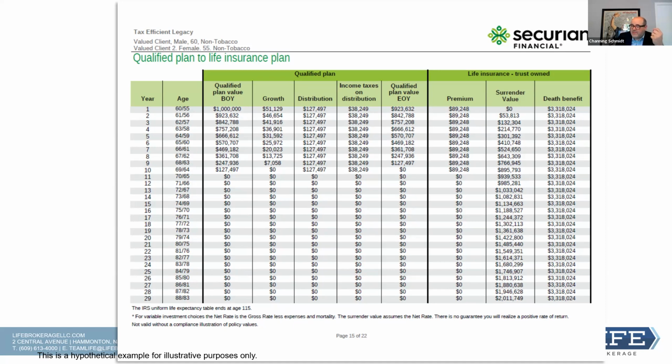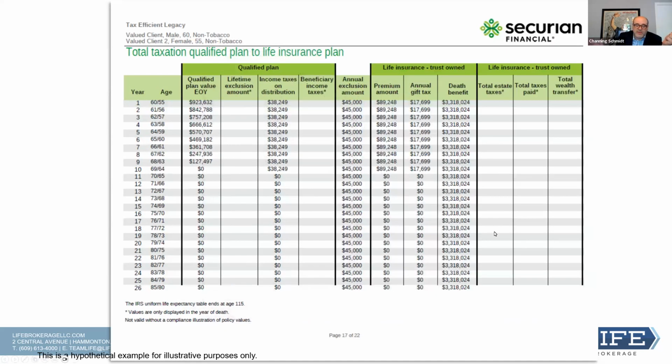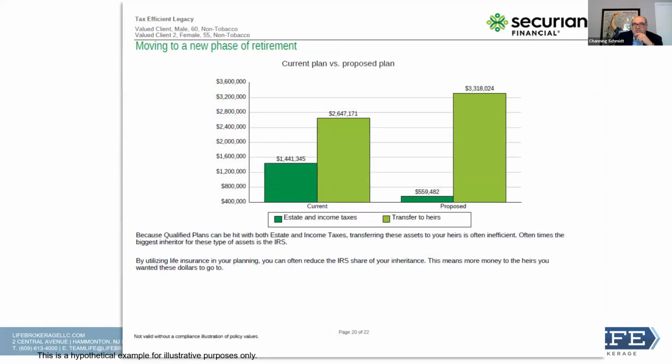And the big thing about this death benefit, because it's in life insurance, is that when it gets paid out, it's income tax free. We don't have to worry about the stretch. We don't have to worry about the 10-year rule. That money just comes out income tax free. That's there. And so you can see here the current plan versus the proposed plan, and you can see how powerful that really is.